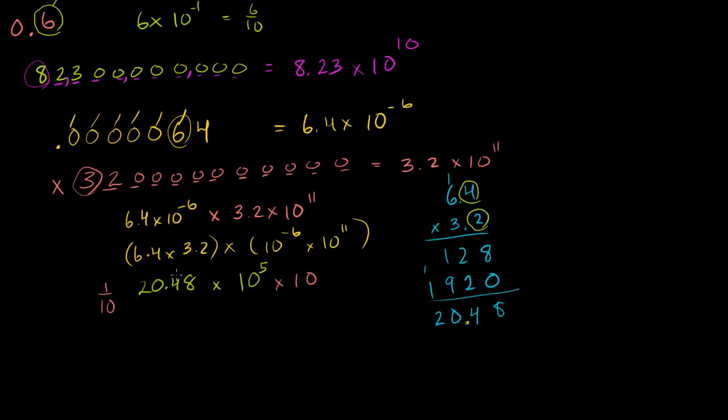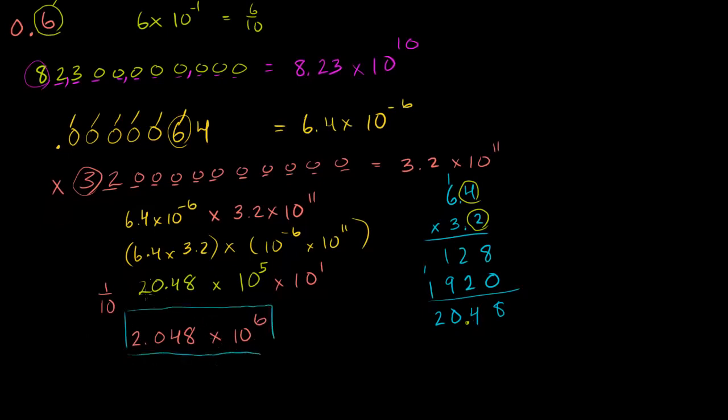So if you divide this side by 10, you get 2.048, and you multiply that side by 10, you get times 10 to the, times 10 is just times 10 to the first. You can just add the exponents, times 10 to the 6th. And now if you're a stickler about it, this is good scientific notation right there.